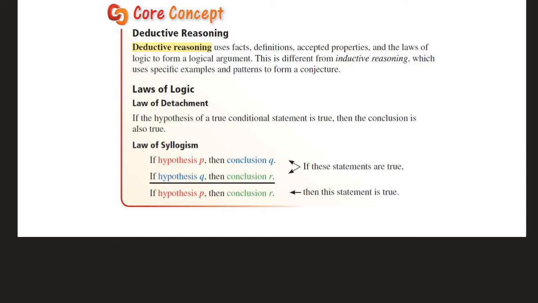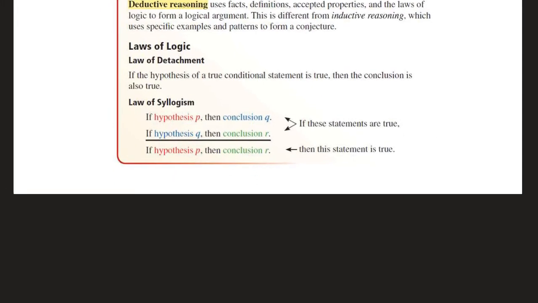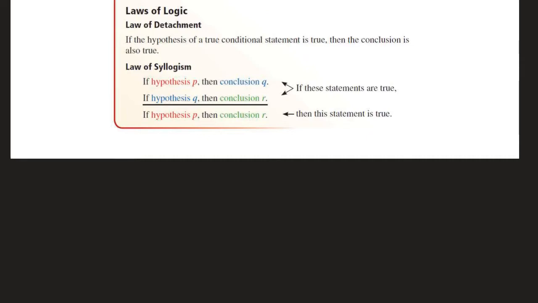So there are two laws of logic when we use deductive reasoning. One is called the Law of Detachment, and it says, if the hypothesis of a true conditional statement is true, then the conclusion is also true, okay? So if the hypothesis of a true conditional statement is true, then the conclusion has to also be true.